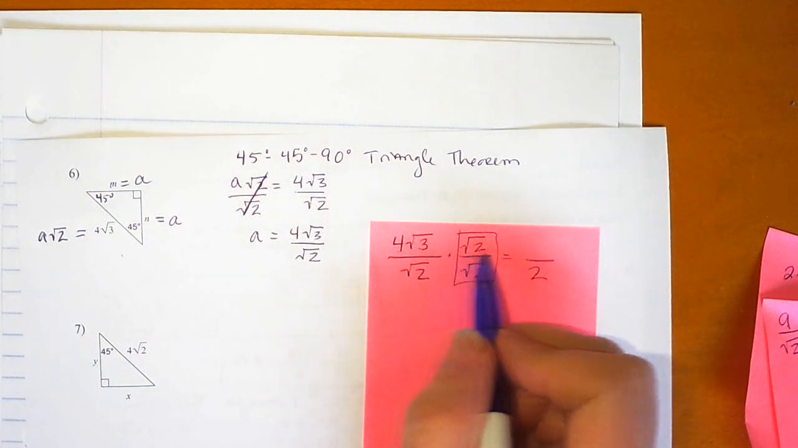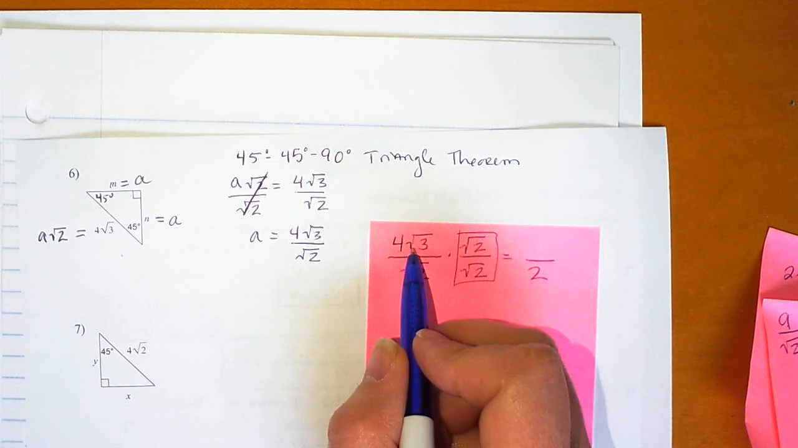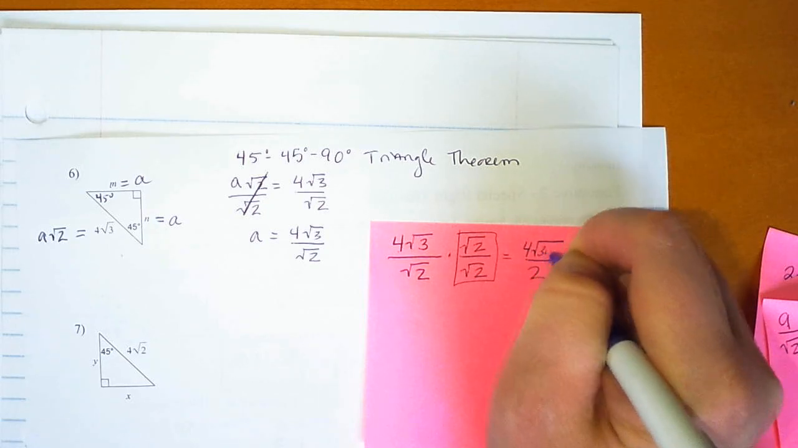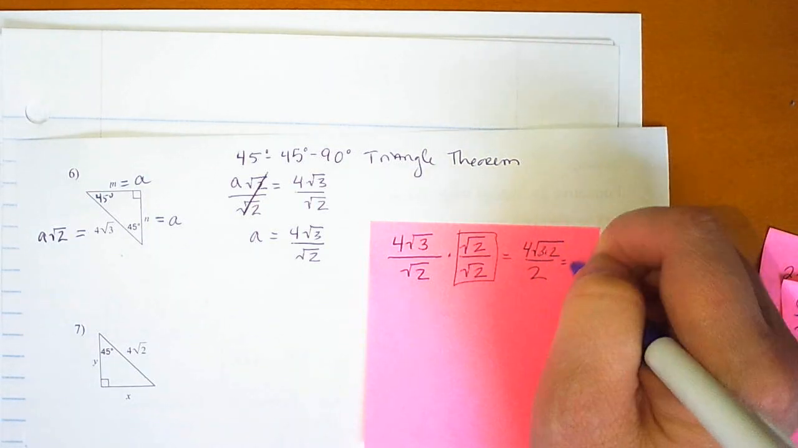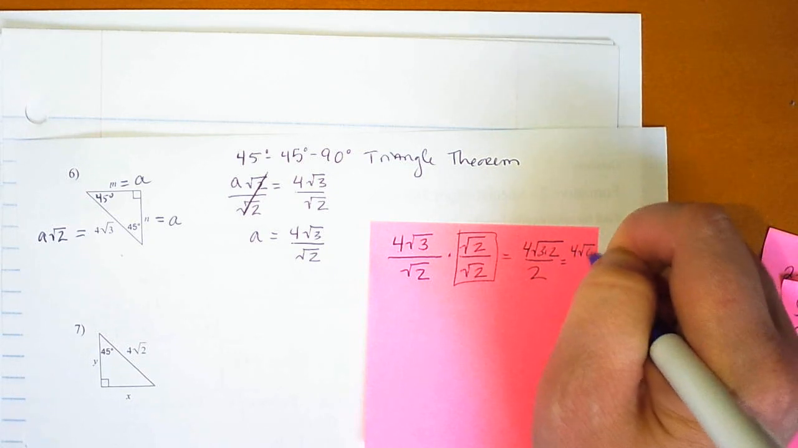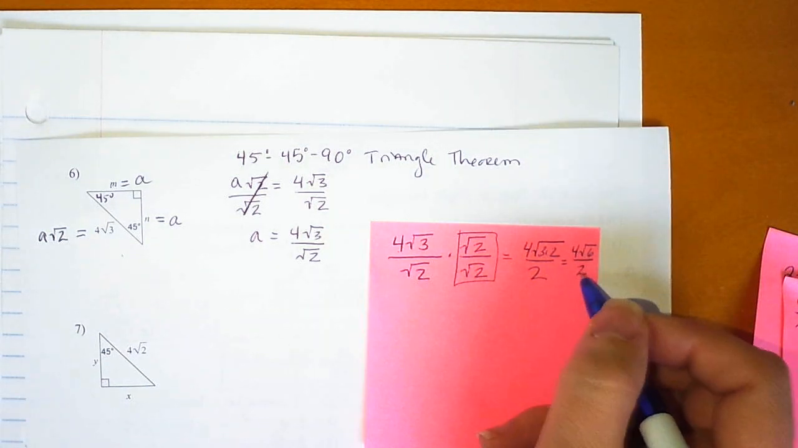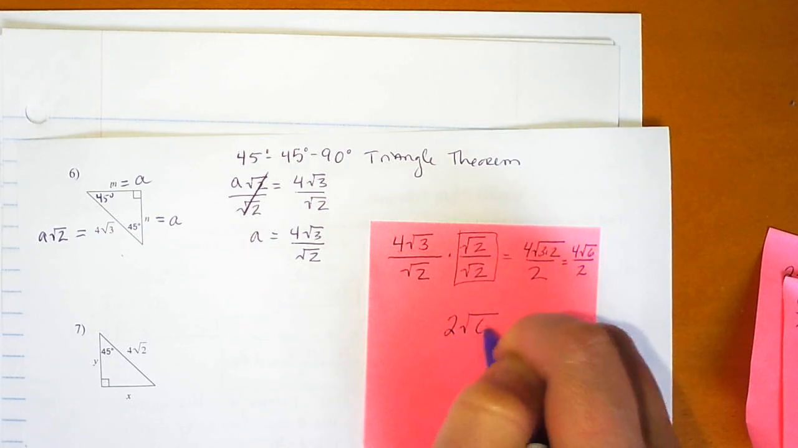Now we multiply straight across here because this is a fraction times a fraction. 4 root 3 times root 2 is 4 root 3 times 2. Well, that can be simplified. 3 times 2 is 6. So 4 root 6 over 2. Ooh, unfortunately, that can be simplified too. 4 divided by 2 is 2. So we have 2 root 6.